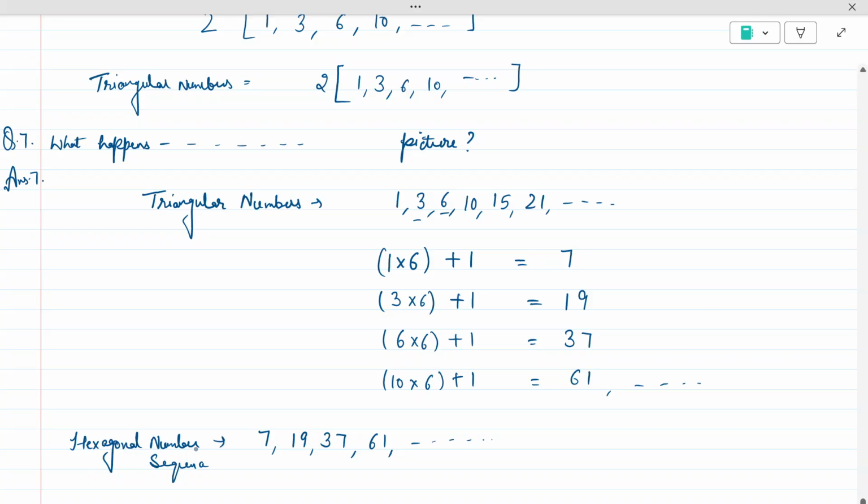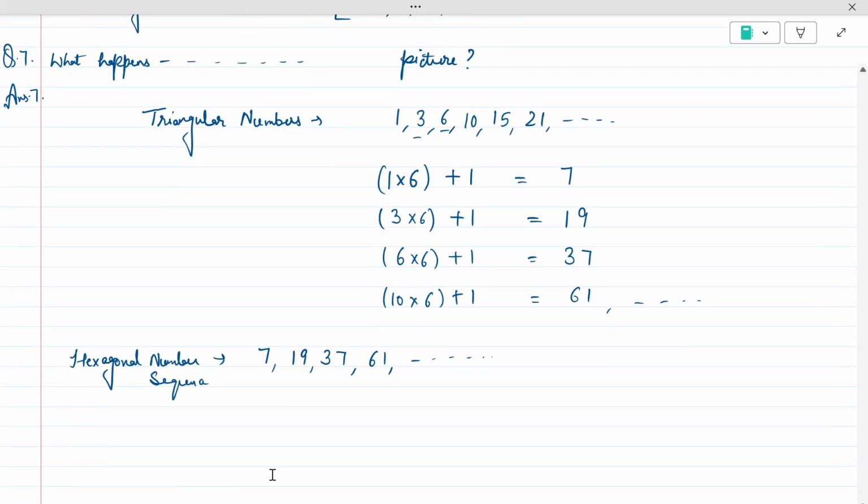Okay. Now, which sequence do you get? We got the hexagonal number sequence. Can you explain it with a picture? So let us try to draw a picture of this. So the first one, we have 1 and 6, 1 with 6 dots around it. So this is 1, 2, 3, 4, 5, 6. If you want, you can also join them to see the hexagon shape. Okay, so this is 7.